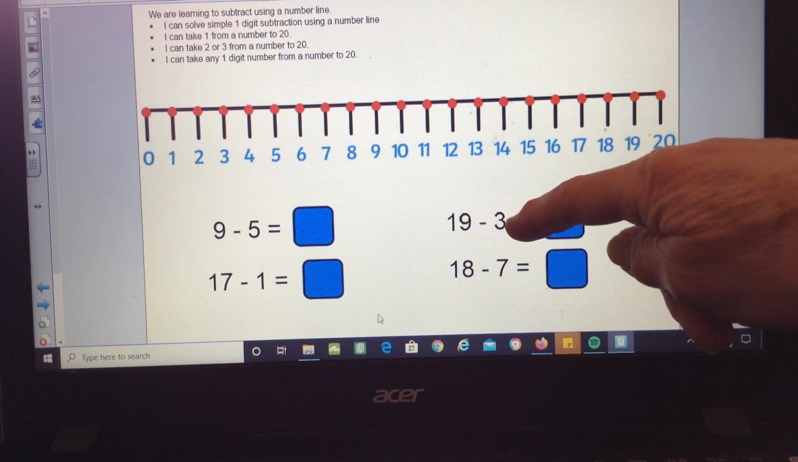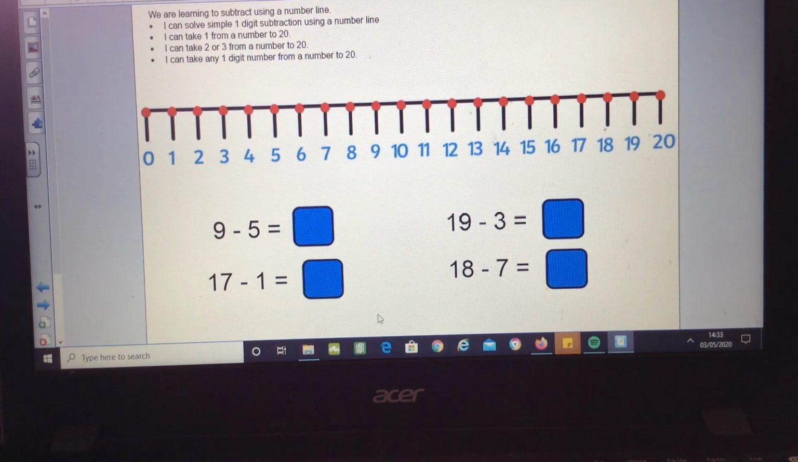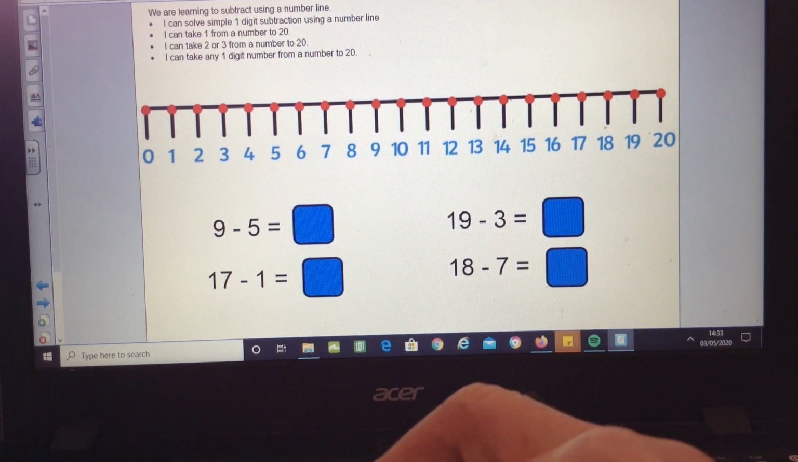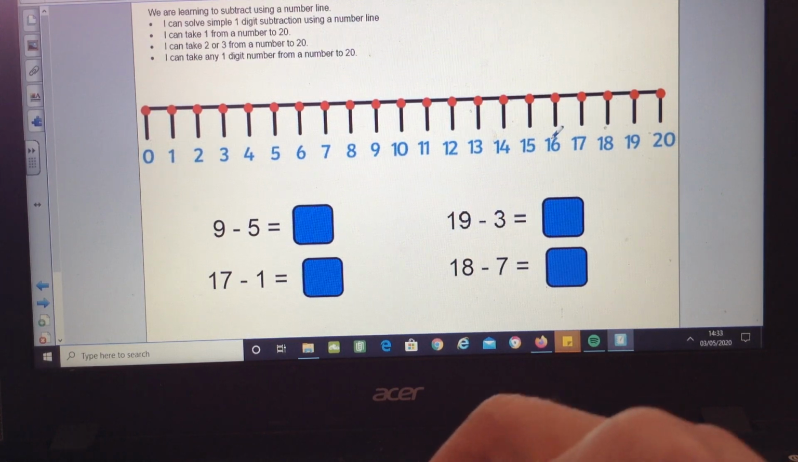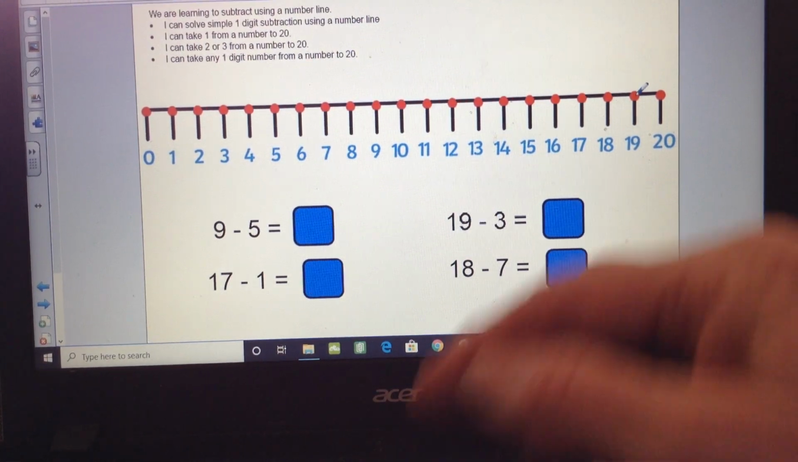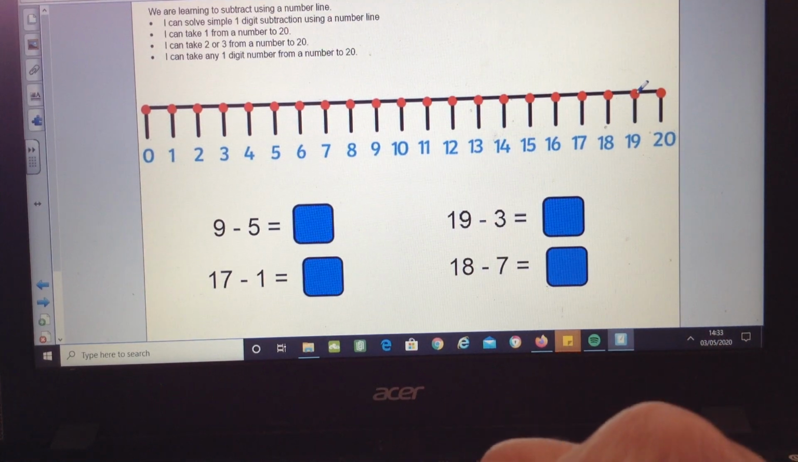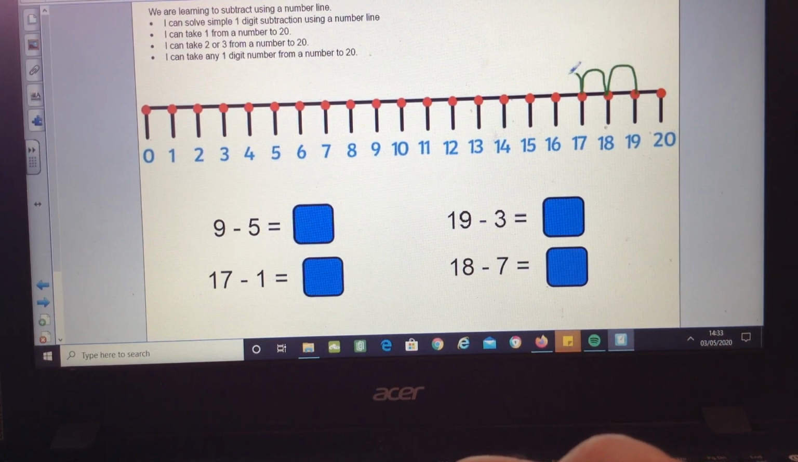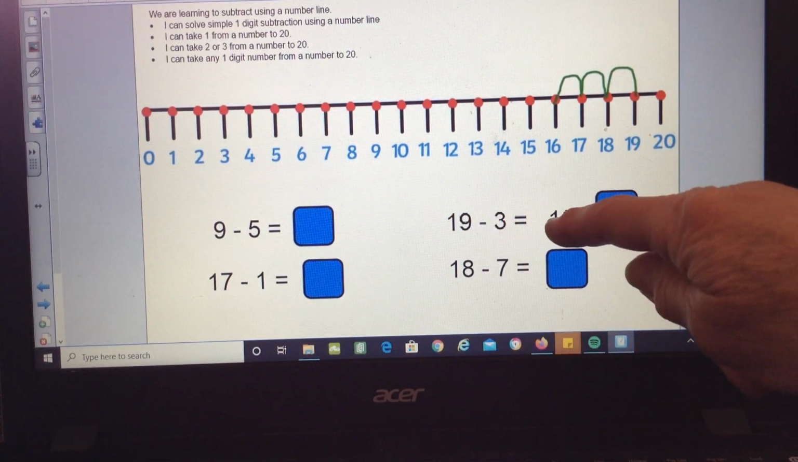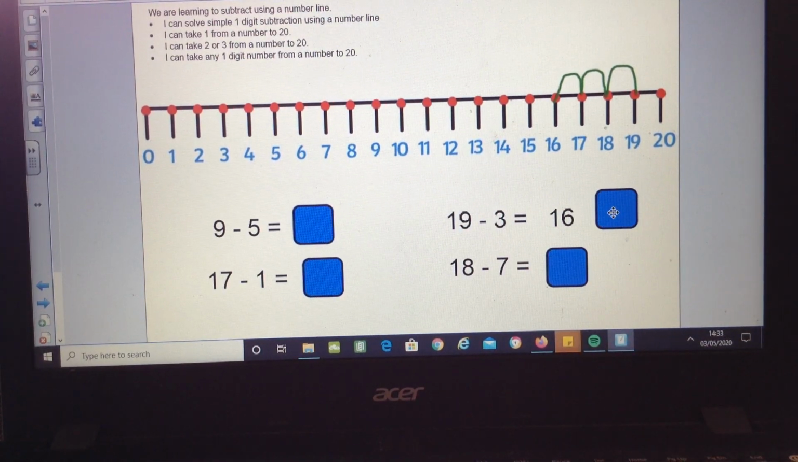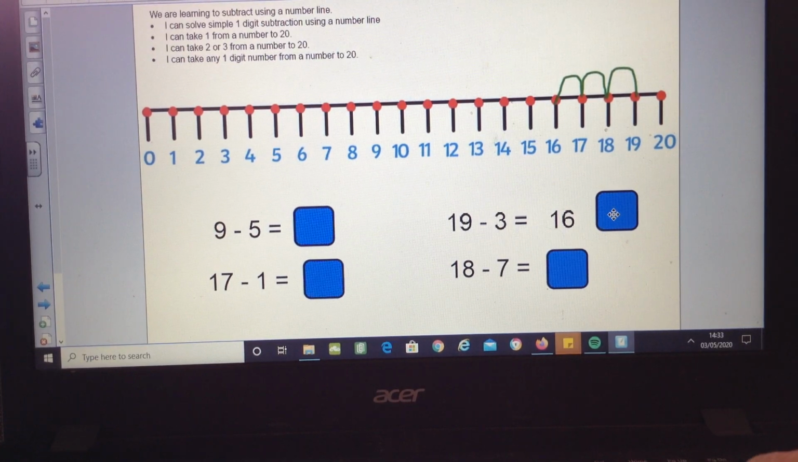Now we're going to do this one next, so if you'd like to pause the video and do it yourself, come back to me when you are ready. Okay, I am going to get my pen out. 19 take away 3. I'm going to put my pen on 19. How many jumps back am I going to do? 3. 1, 2, 3. What is my answer? My answer is 16. Let's just have a look. Did I get it right? 19 take away 3 is 16. Did you get that one right as well? Well done. Let's go on to the next one.